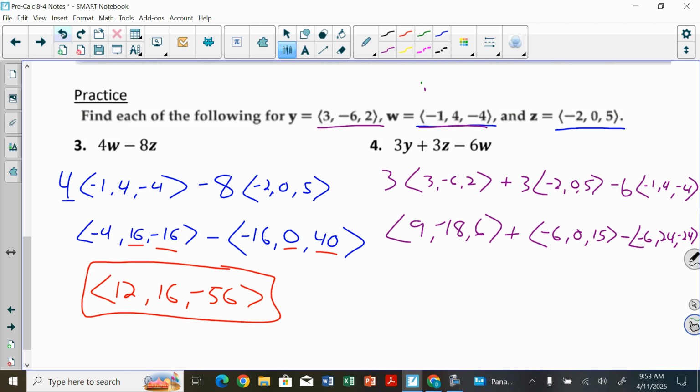It should be fine. All right, so adding across the 3 coordinates. So 9 plus a negative 6 is going to be 3. And then plus 6 is 9. And then I've got negative 18 plus 0, and then minus 24. So negative 18 minus 24 is going to be negative 42. And then I've got 6 plus 15 is 21, minus a negative 24. This is 21 plus 24, so that's going to give me 45.